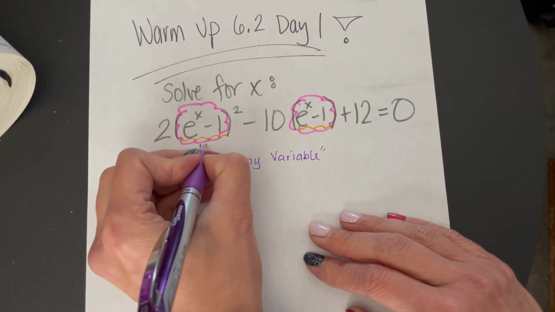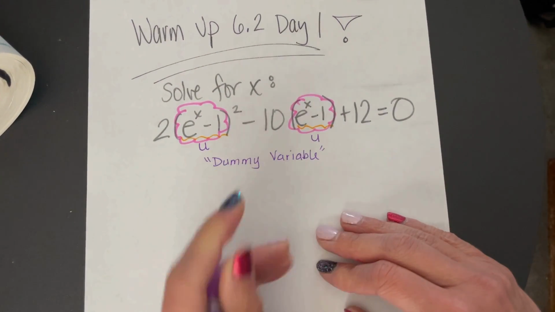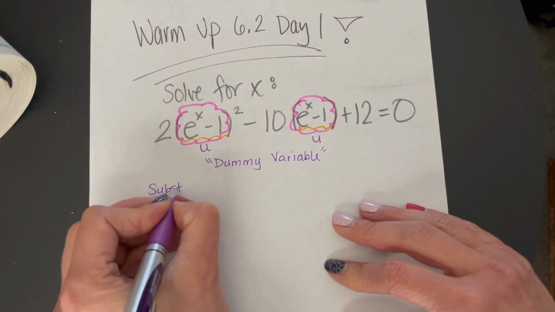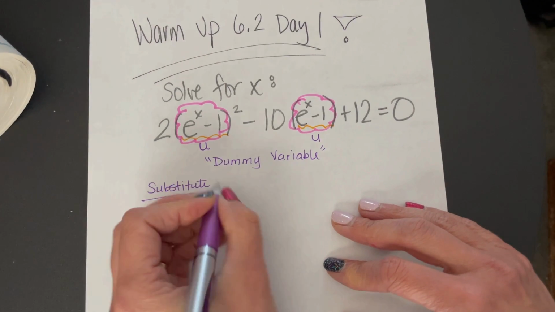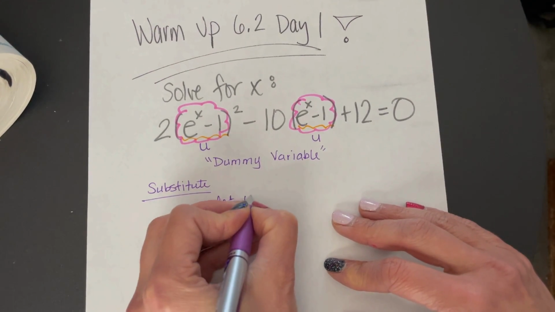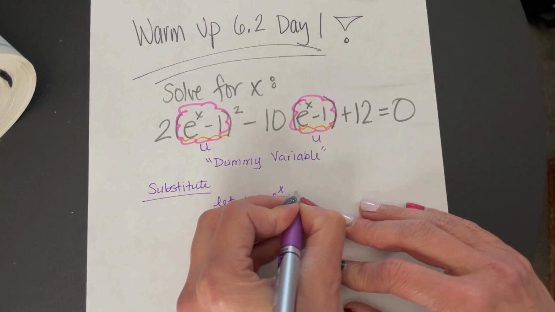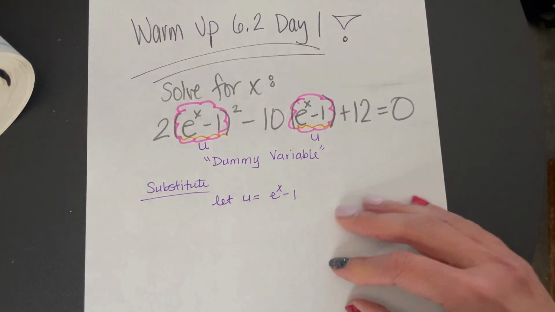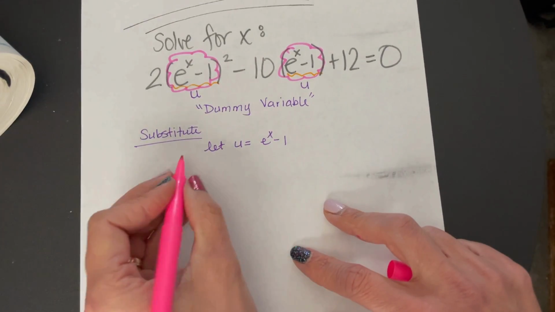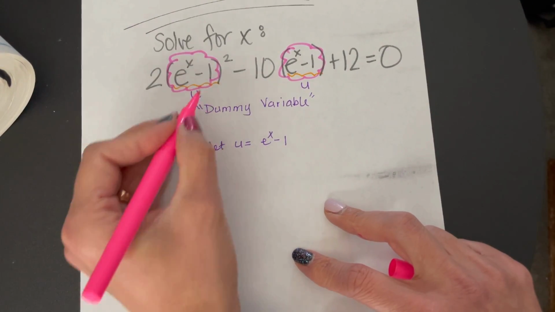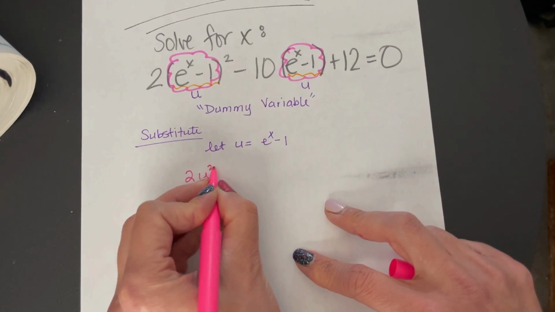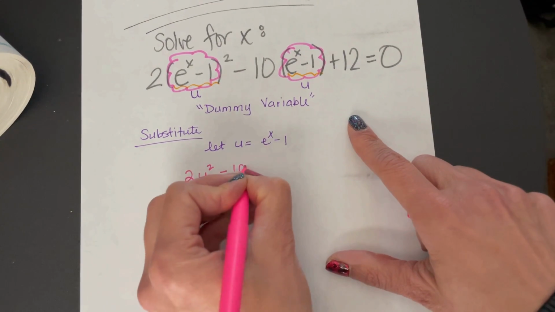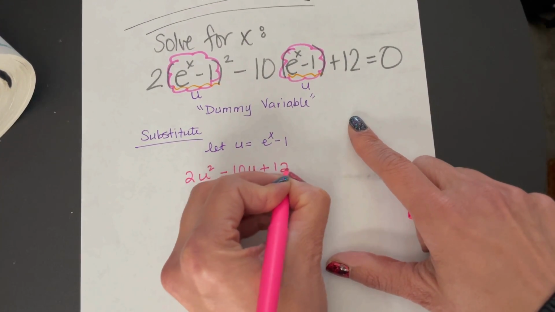So we're going to replace this e to the x minus 1 with a u. We're going to substitute, and we're going to let u equal e to the x minus 1. All right, let's do it. When we do this, we'll have 2, and instead of e to the x minus 1, we replace it with a u squared minus 10, and then instead of e to the x minus 1, replace it with a u, and then plus 12 equals 0.